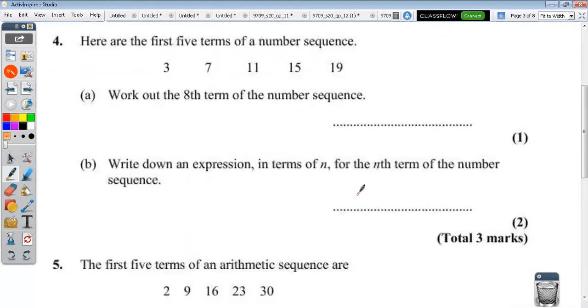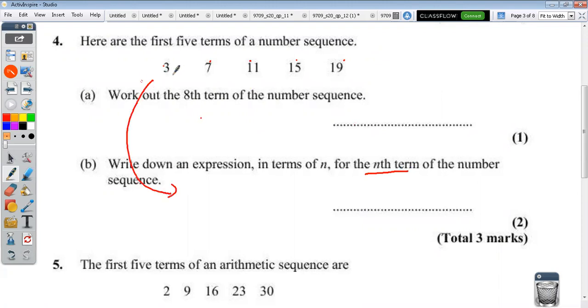Find the 8th term of this sequence. How many terms are these? 1, 2, 3, 4, 5. You can do this the long way, but the easiest way, it's up to you. You can add until you are at the 8th term, or you can find the formula. Clear? If we go to the formula, we can go back and find the 8th term.